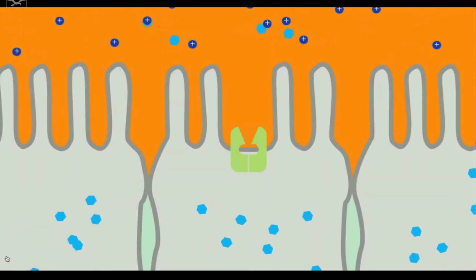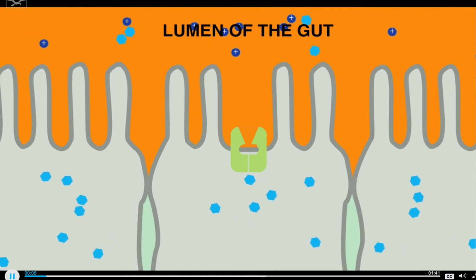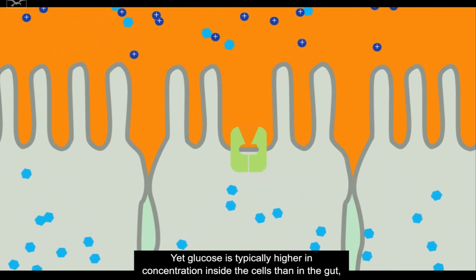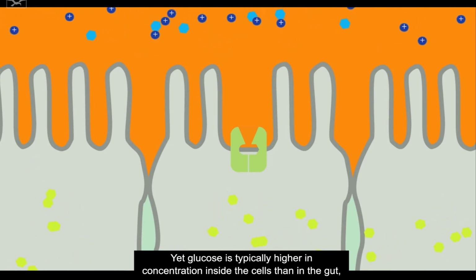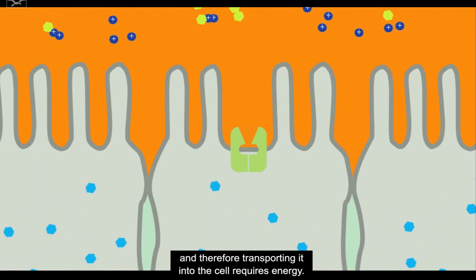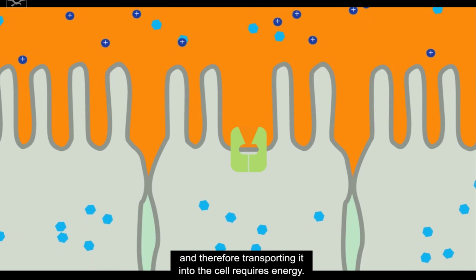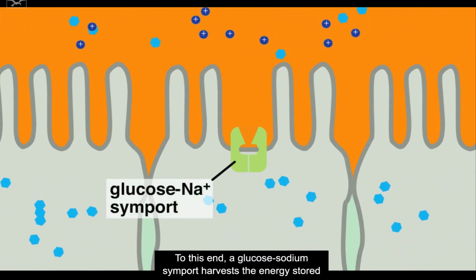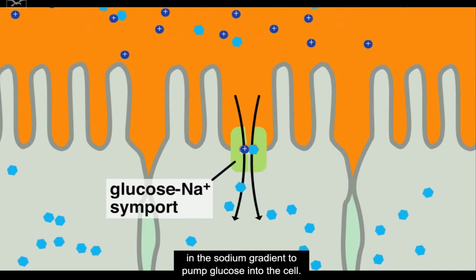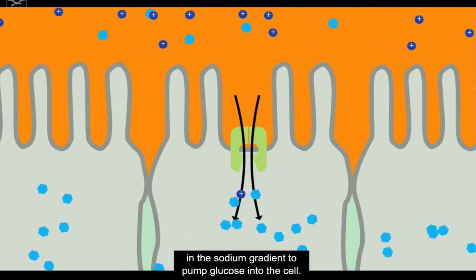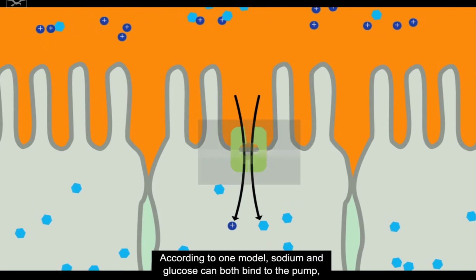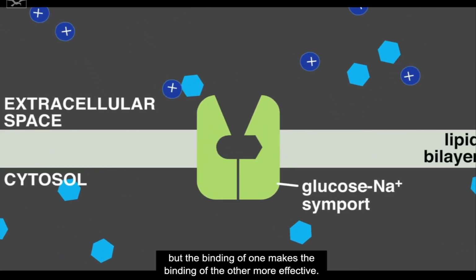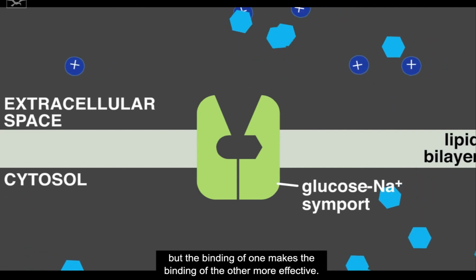One important task for cells lining the lumen of the gut is the uptake of glucose produced by digestion of food. Yet glucose is typically higher in concentration inside the cells than in the gut, and therefore transporting it into the cell requires energy. To this end, a glucose-sodium symport harvests the energy stored in the sodium gradient to pump glucose into the cell. According to one model, sodium and glucose can both bind to the pump, but the binding of one makes the binding of the other more effective.